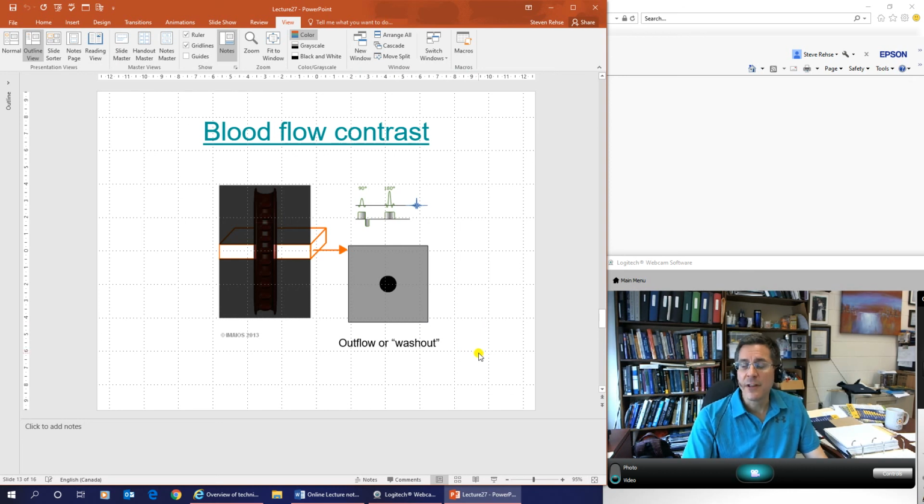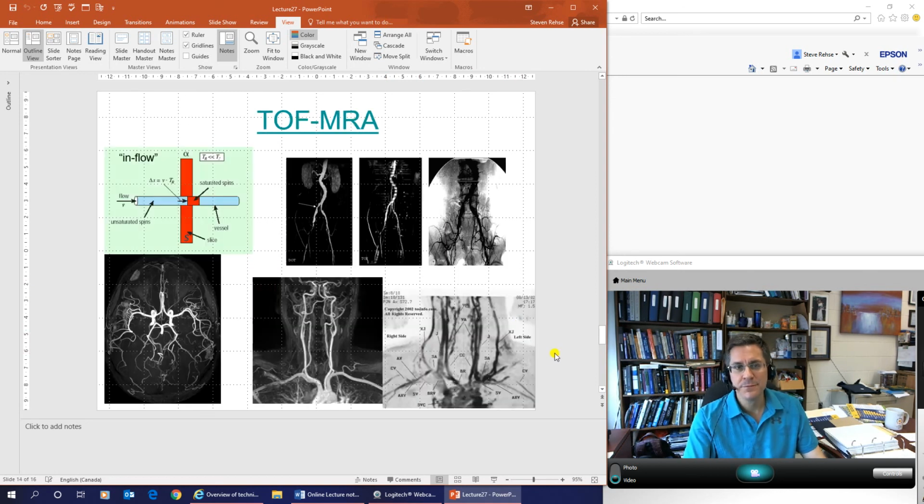But I hope you're not sitting there thinking, okay, I get it, blood flow always makes a vessel in an image appear dark because of outflow. Not true. I can also make it appear bright. And this is something called TOF-MRA. It's actually using an inflow effect. So TOF-MRA is time of flight magnetic resonance angiography. Right? So angiography is measuring these blood vessels.